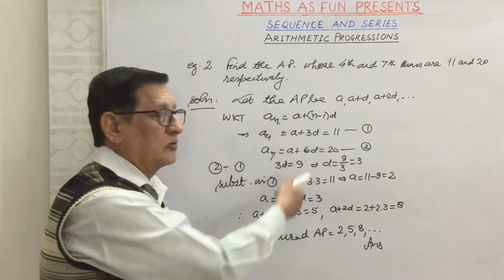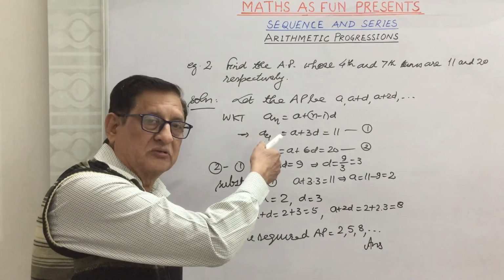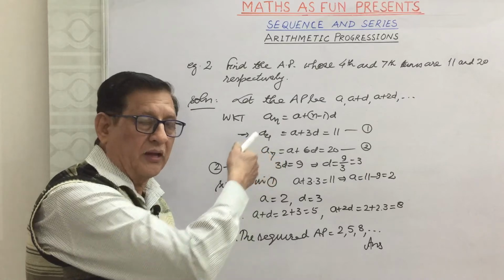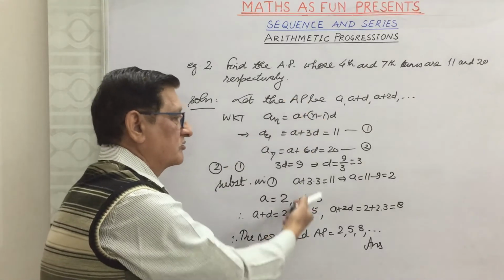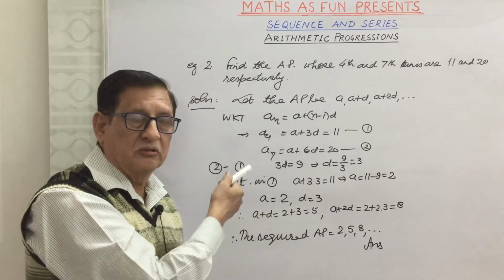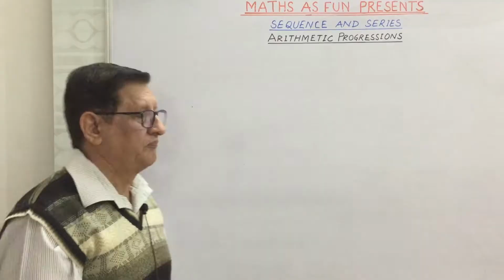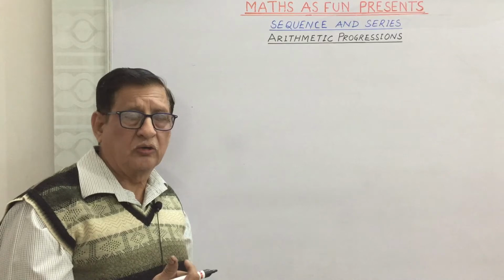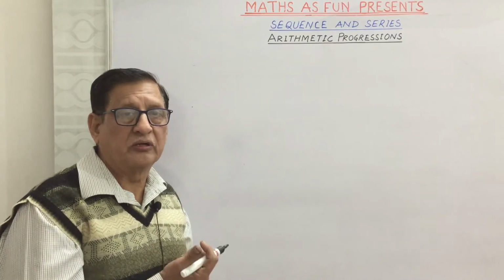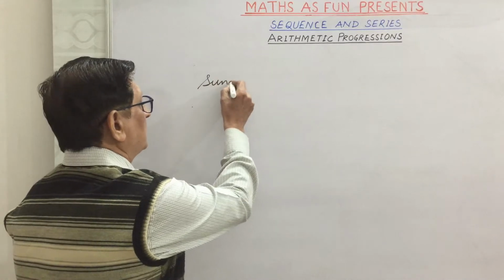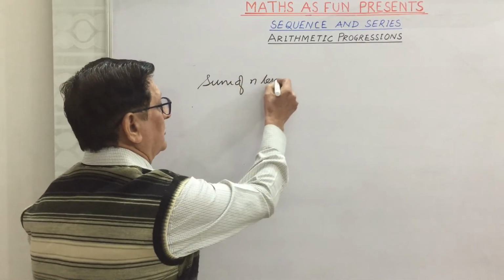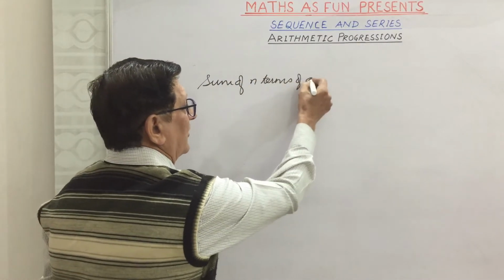Like this we can find out the AP if its two terms are given to us, and in case we are asked to find any other term of this, then also we can make use of the general term and find that. Let's learn now how to find out the sum of n terms of an AP. So we write here, sum of n terms of an AP.